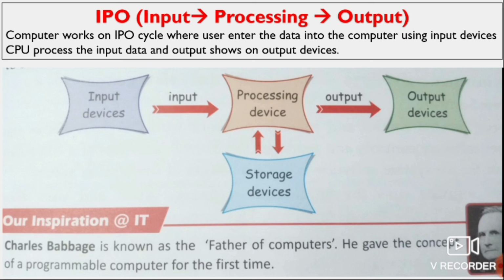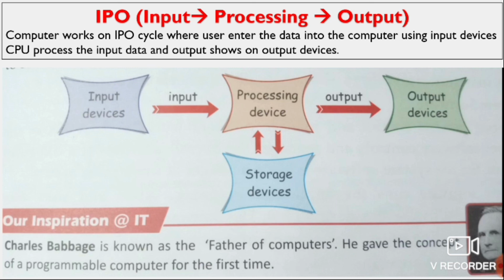IPO. Computer works on IPO cycle. IPO is input, processing, output. Computer works on IPO cycle where user enters the data into the computer using input devices. CPU processes the input data and output shows on output devices.